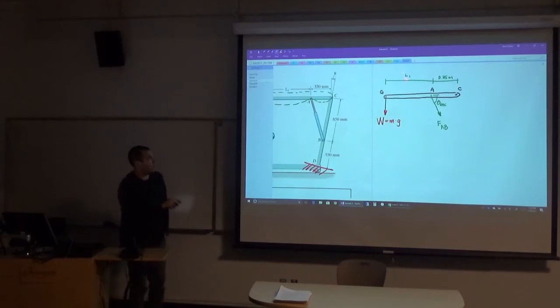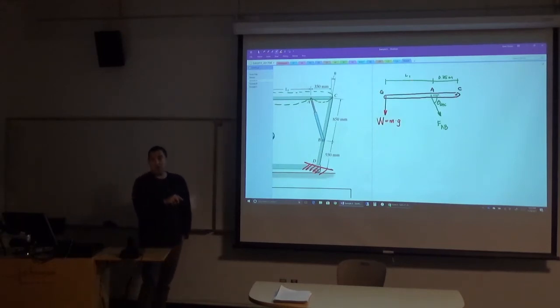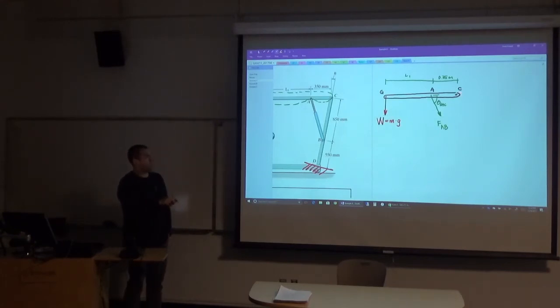Okay, now what about the pin at C? All right, so before I was dealing with the pin at G connected to a cable, a pin at A connected to a strut, like a two-force member. Now this pin at member C, how many unknowns am I going to get there? I heard 2, I heard a whisper of 2. Are we confident 2 unknowns at C?